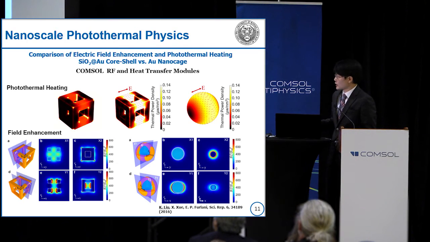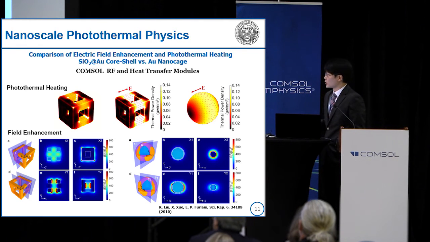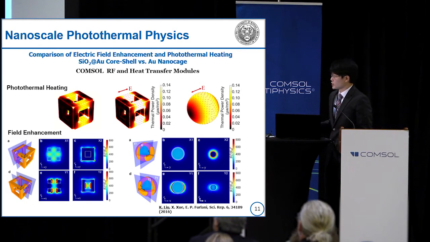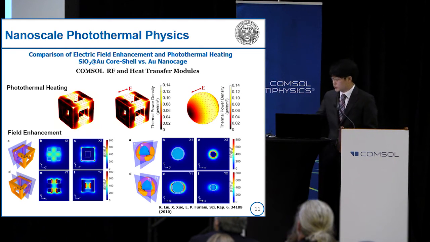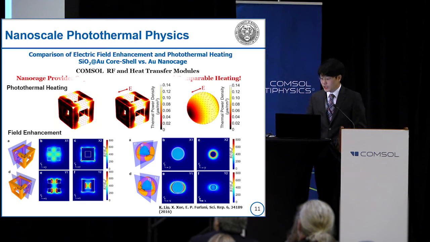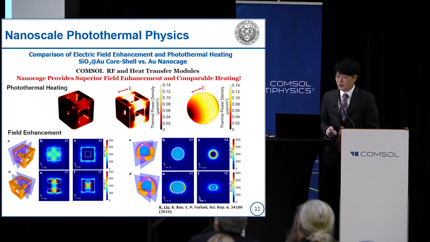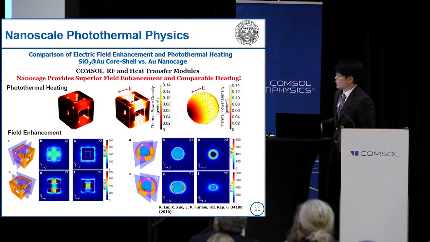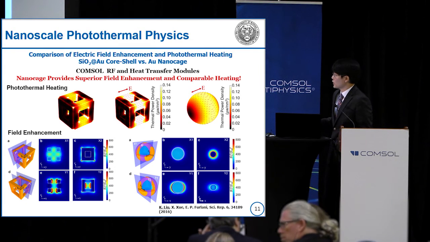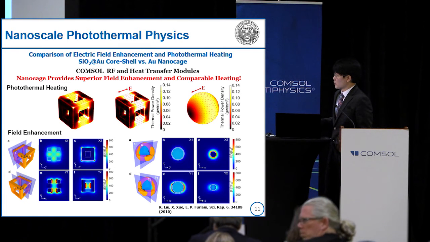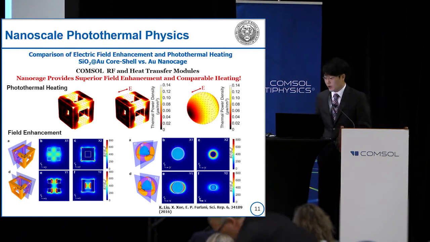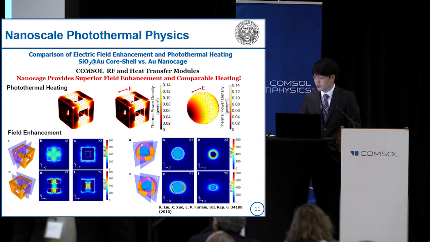On the first row is a comparison of the thermal behaviors of the two particles, and the second row is a comparison of the local field enhancement profile of those two structures. We get a conclusion that the nanocage can actually provide a superior local field enhancement profile because it can support strong hotspots in the interior as well. It also has comparable heating in comparison with that of the core shell structure.